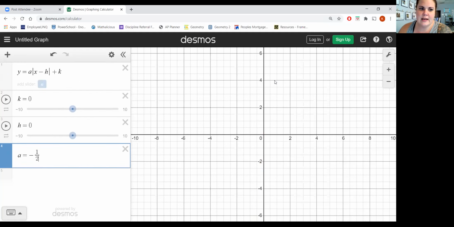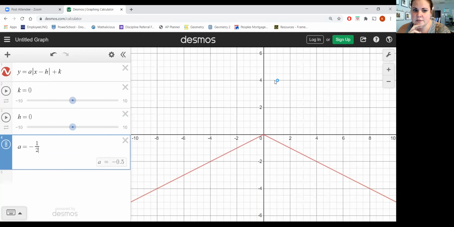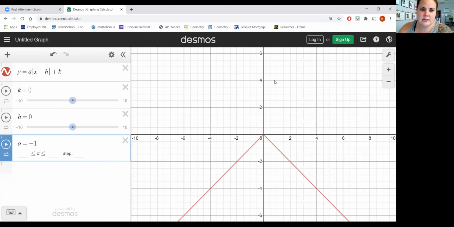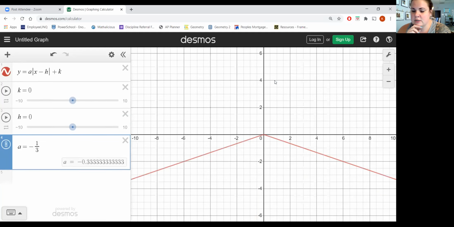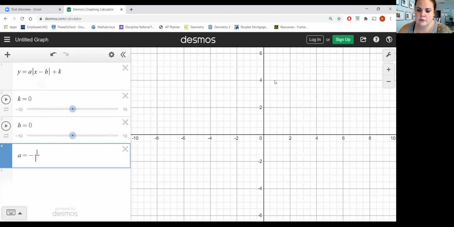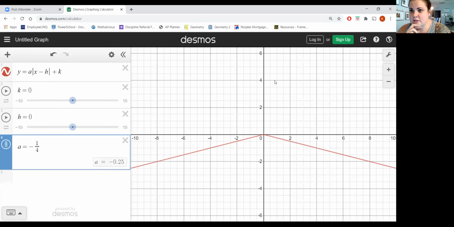Now I want you guys to see what happens if you use fractions. So -0.5, so let's compare that. Let's put -1 in there. There's -1, there's -0.5, -0.33333, -0.25. So you can see those fractions make the graph look wider.